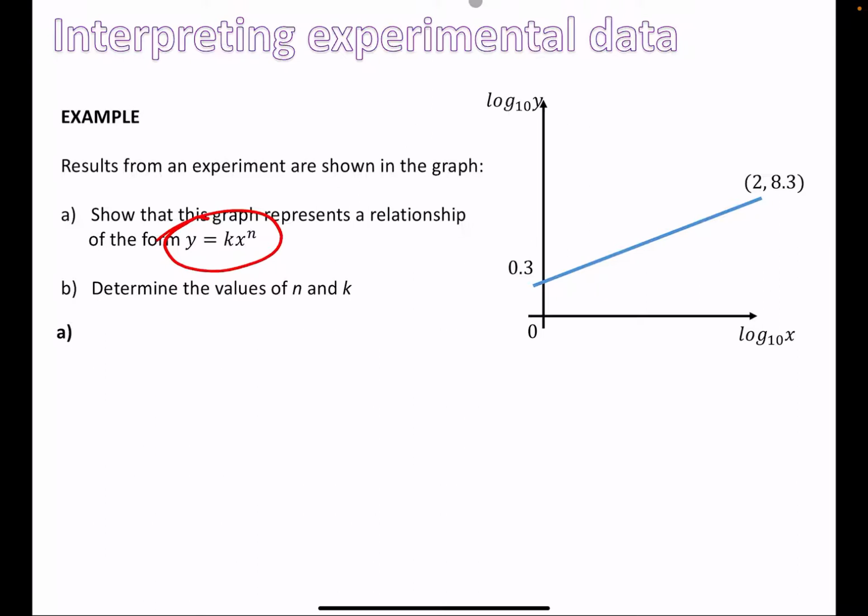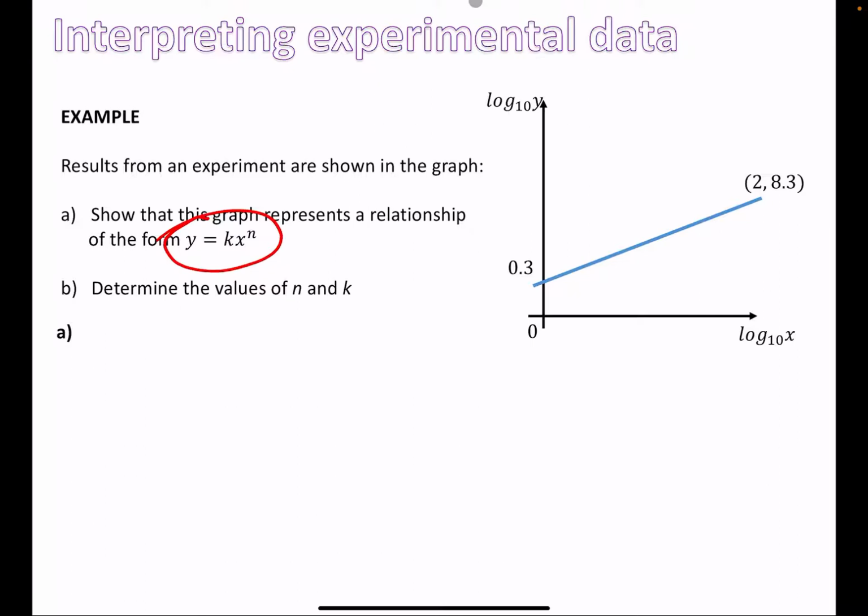Nonetheless, the actual work for the first part is exactly the same in both examples, okay? Basically, we want to relate this form, y equals kx to the power of n, to the standard equation of a straight line, so y equals mx plus c. In other words, we don't want any powers, we want a plus in there, and we want some form of multiplication to indicate the gradient somewhere, okay?